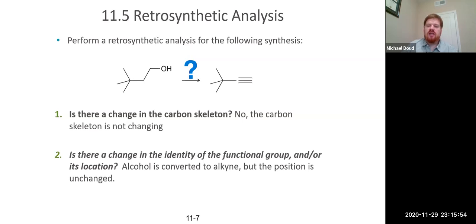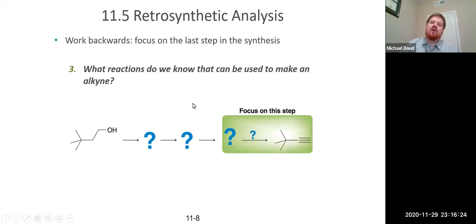Is there a change in the identity of the functional group and or its location? Sure enough, we started with an alcohol and we end up with an alkyne. So definitely something has happened. Now the good news is the position is relatively unchanged, right? In this case, the alkyne is between carbons 1, 2, 3, and 4, and this alcohol is on carbon 4. So the alkyne involves this carbon 4 in one way or another.